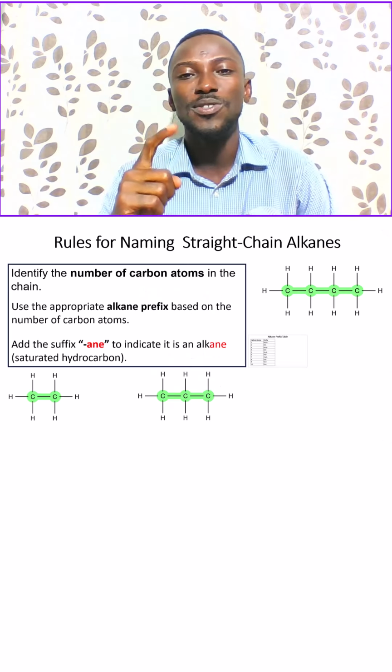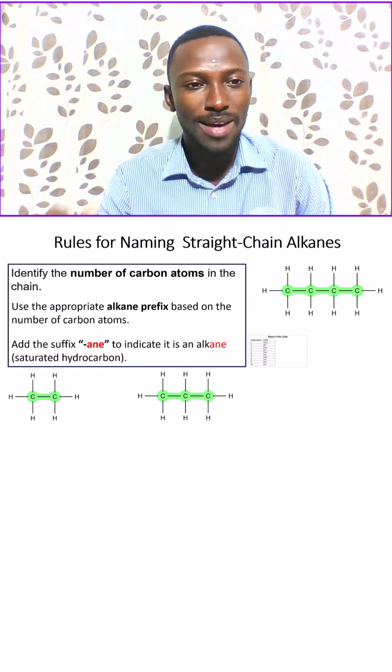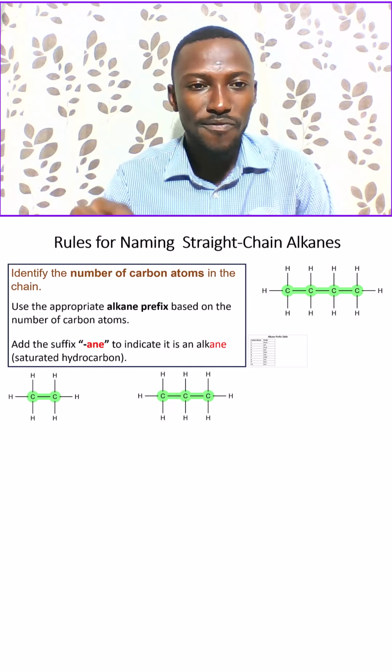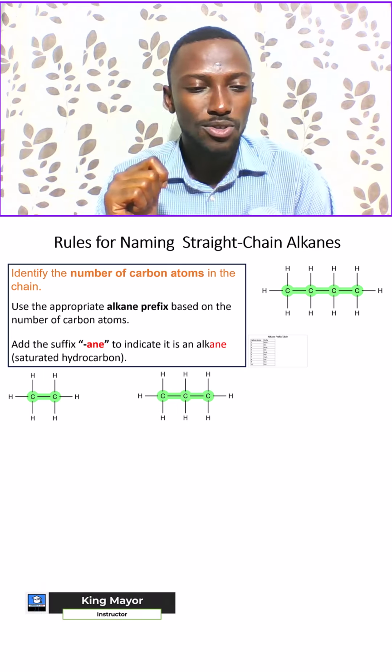So what are the rules? For naming alkanes, the first rule given to us by IUPAC is to identify the number of carbon atoms in the chain. So let's look at the examples we have on the screen.